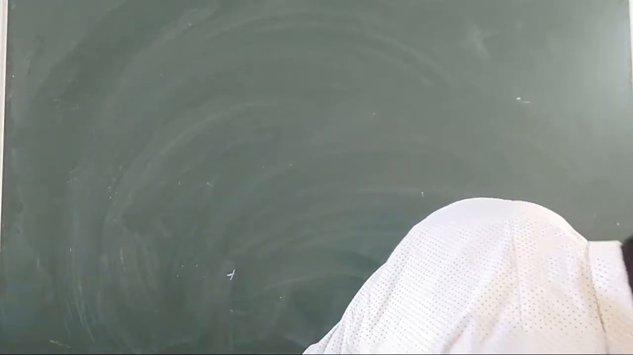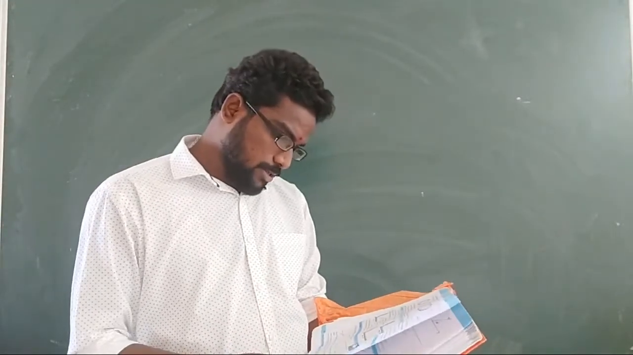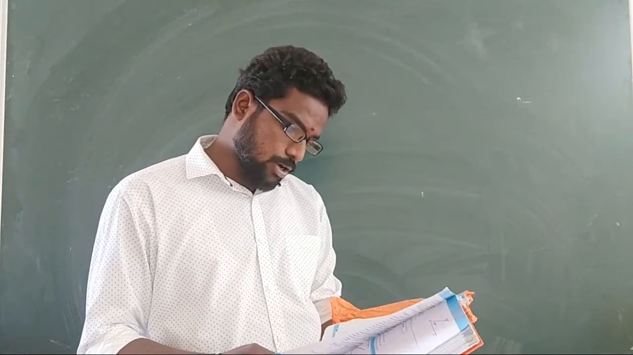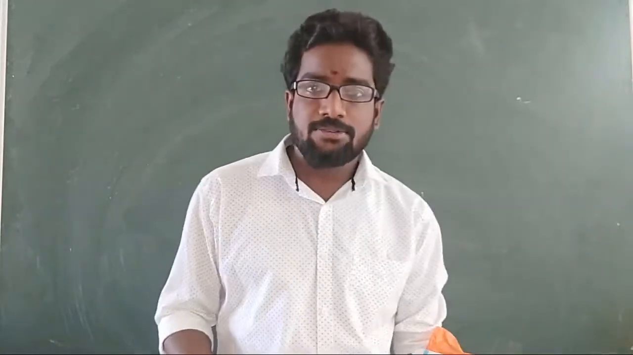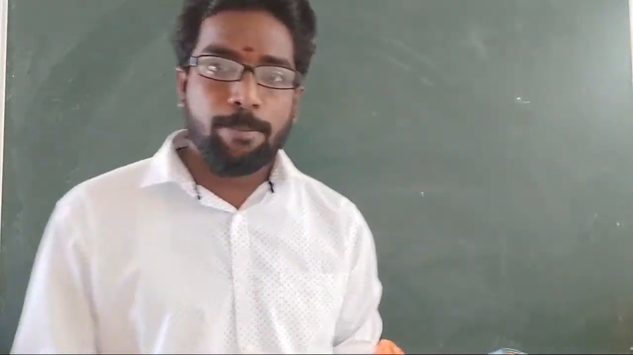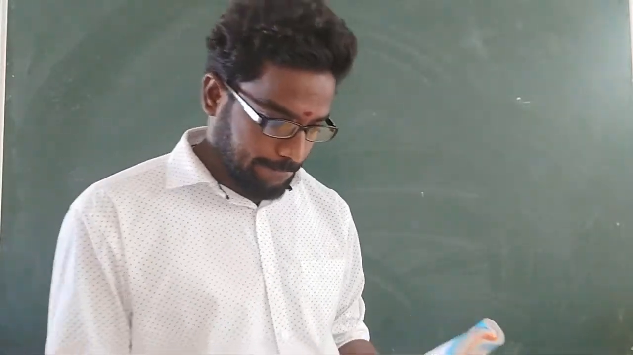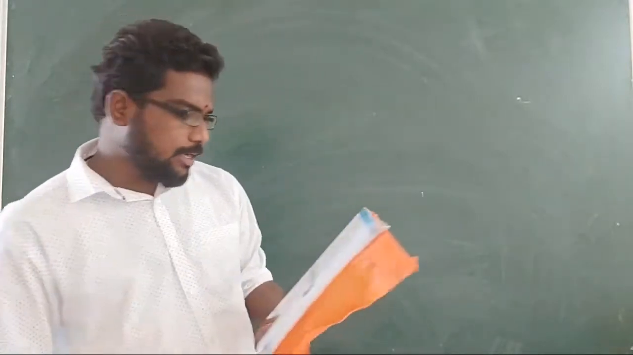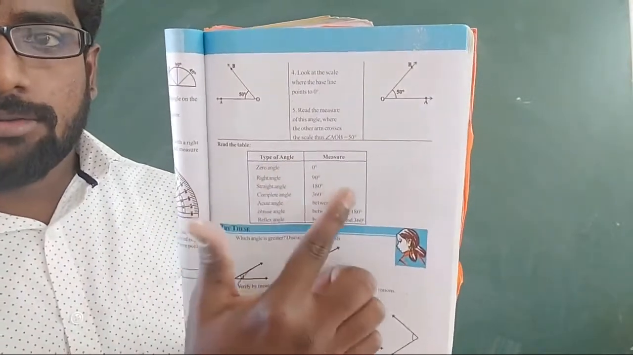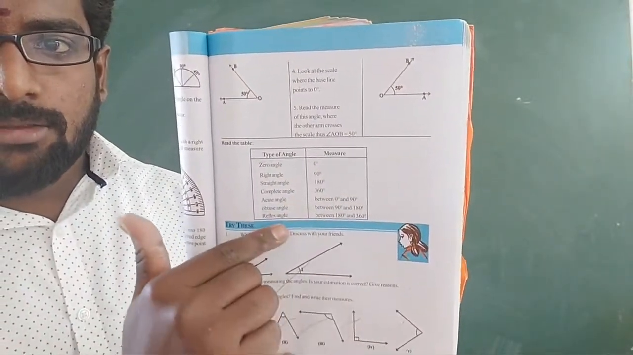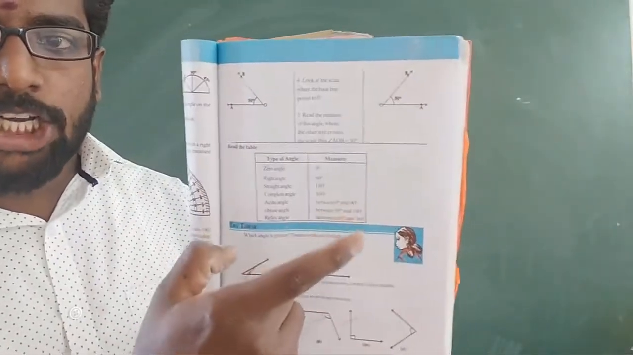Today we are going to discuss the next topic. We already completed Try This on page number 64. Everyone, open page number 67. See, read the table here. On this page he has given one table, before Try This. Just look at the table.